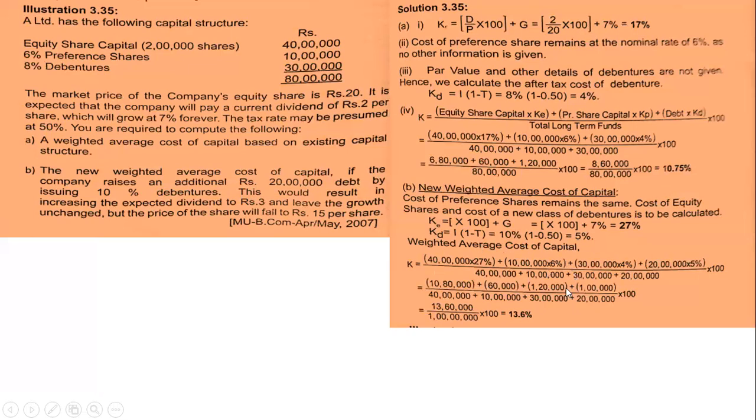Now the weighted average cost of capital: for equity 40 lakh into 27%, for existing preference shares 10 lakh into 6%, for existing debentures 30 lakh into 4%. So there is no change in the cost of existing debentures. And again, the cost of new debentures, 20 lakh into 5% after considering the tax rate. Okay, divided by 40 lakh plus 10 lakh and 30 lakh plus 20 lakh. So the total value we will be getting is 13 lakh 60,000 divided by 1 crore into 100. That is equivalent to 13.6%.